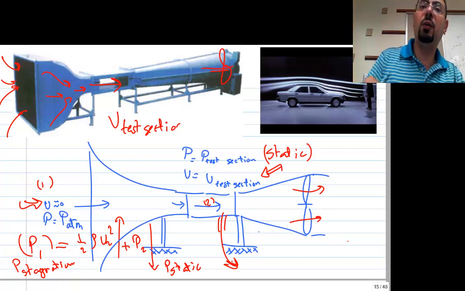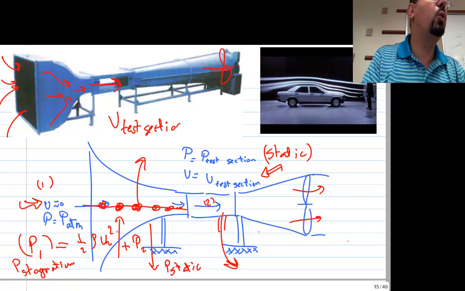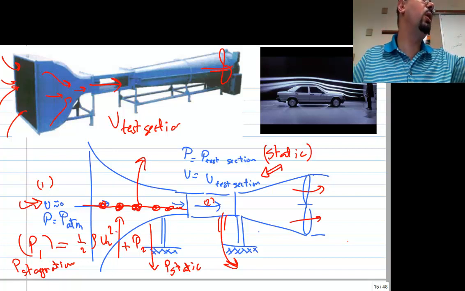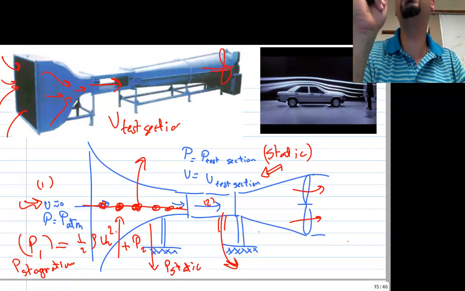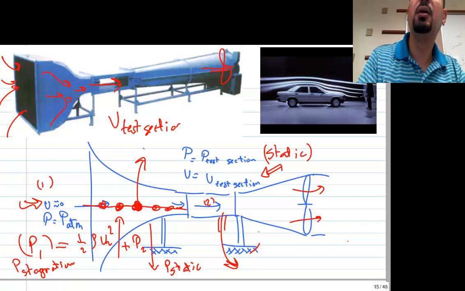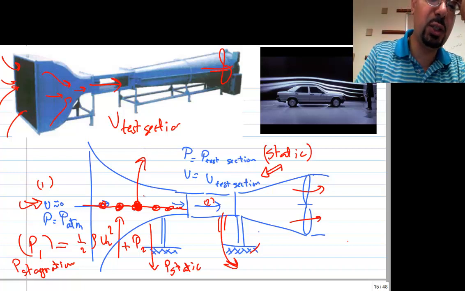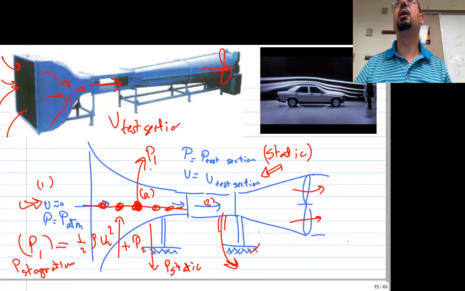So the confusing part that the students always miss is that during this flow in this nozzle, if I ask you at this place, what is the velocity? You don't really know. It's something between 0 and V test section. It's accelerating. But if I ask you what is the stagnation pressure at this point, let's call this point A, what is the stagnation pressure at point A? It's P1. It's still P1.